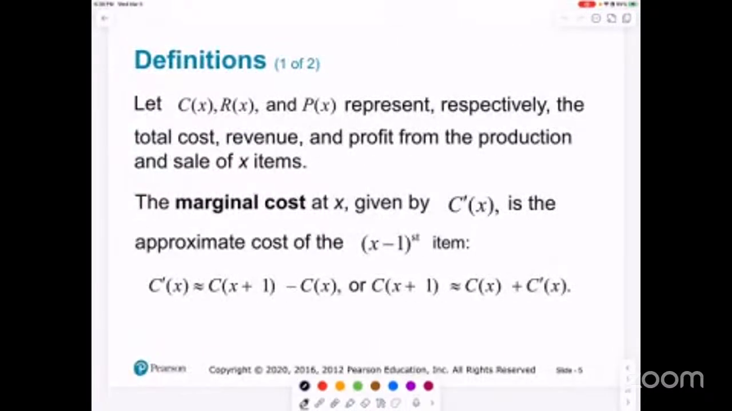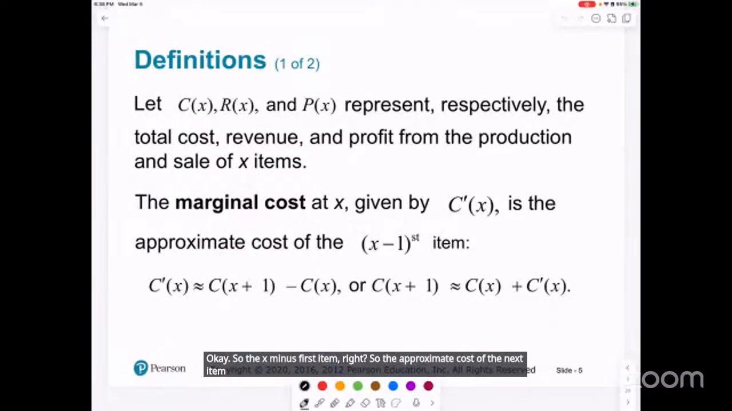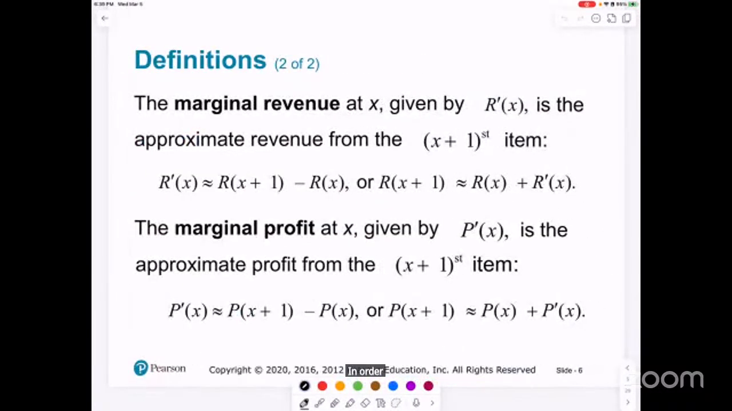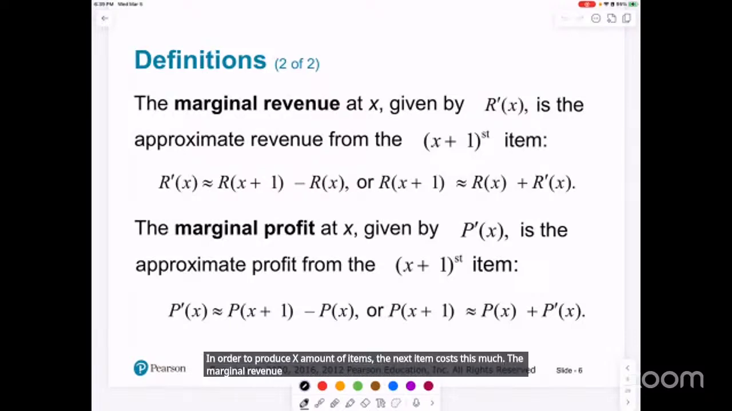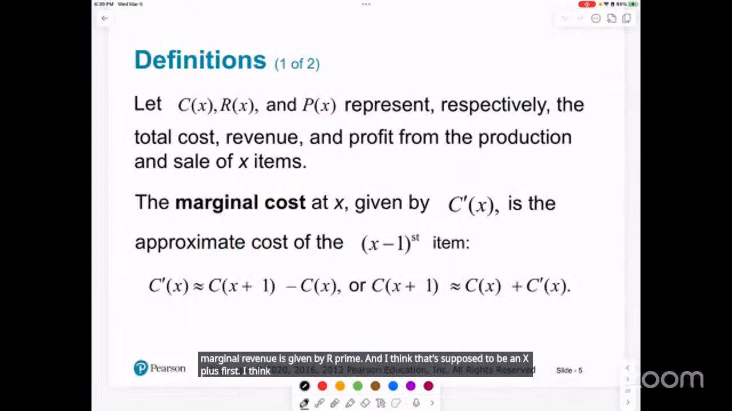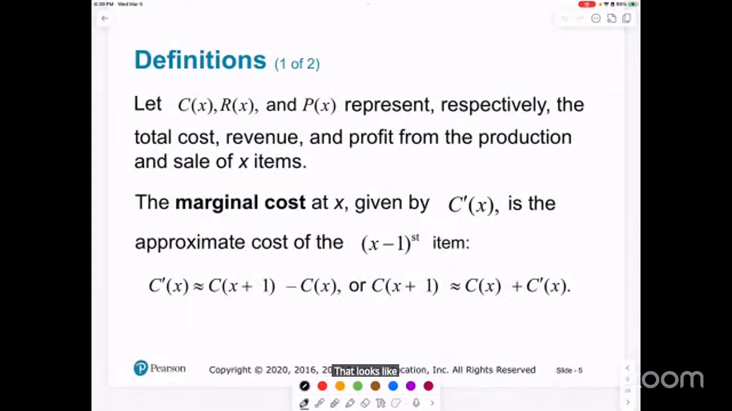So the approximate cost of the next item, the marginal cost: in order to produce x items, the next item costs this much. The marginal revenue is given by R prime. And I think that's supposed to be an x plus first. It looks like a typo right here. That's supposed to be a plus.